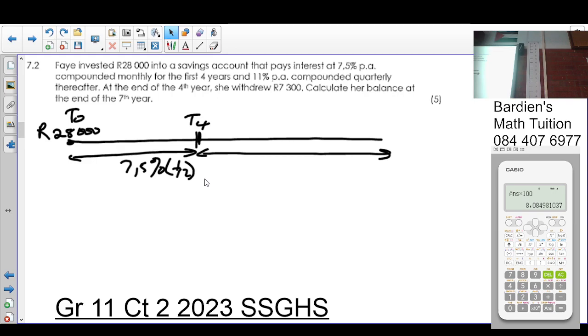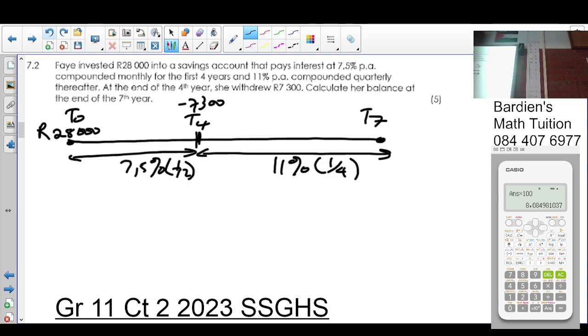Right. 7.5% and 11% per annum compounded quarterly thereafter. She withdrew 7,300 rand at the end of the 4th year. She withdrew 7,300 rand. Calculate the balance at the end of 7 years.